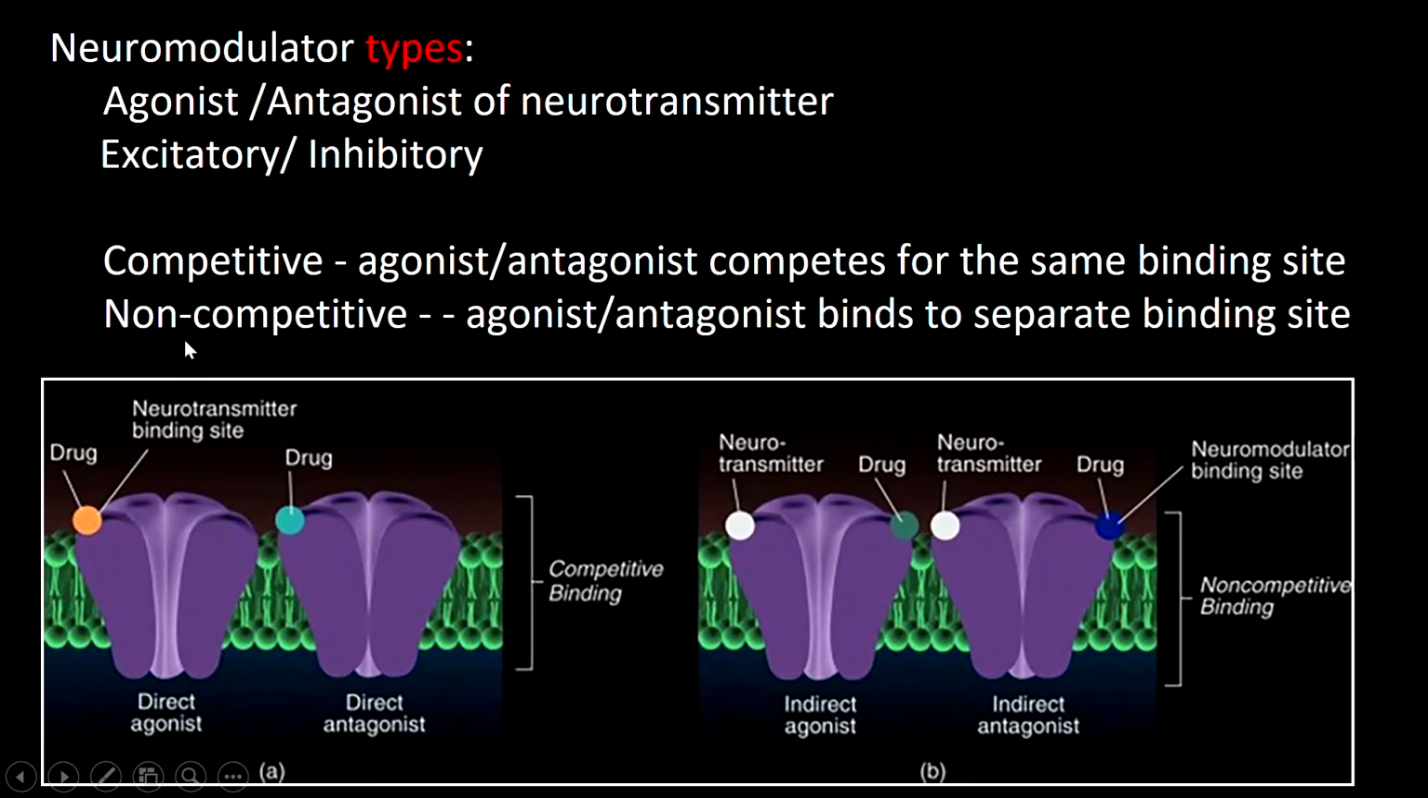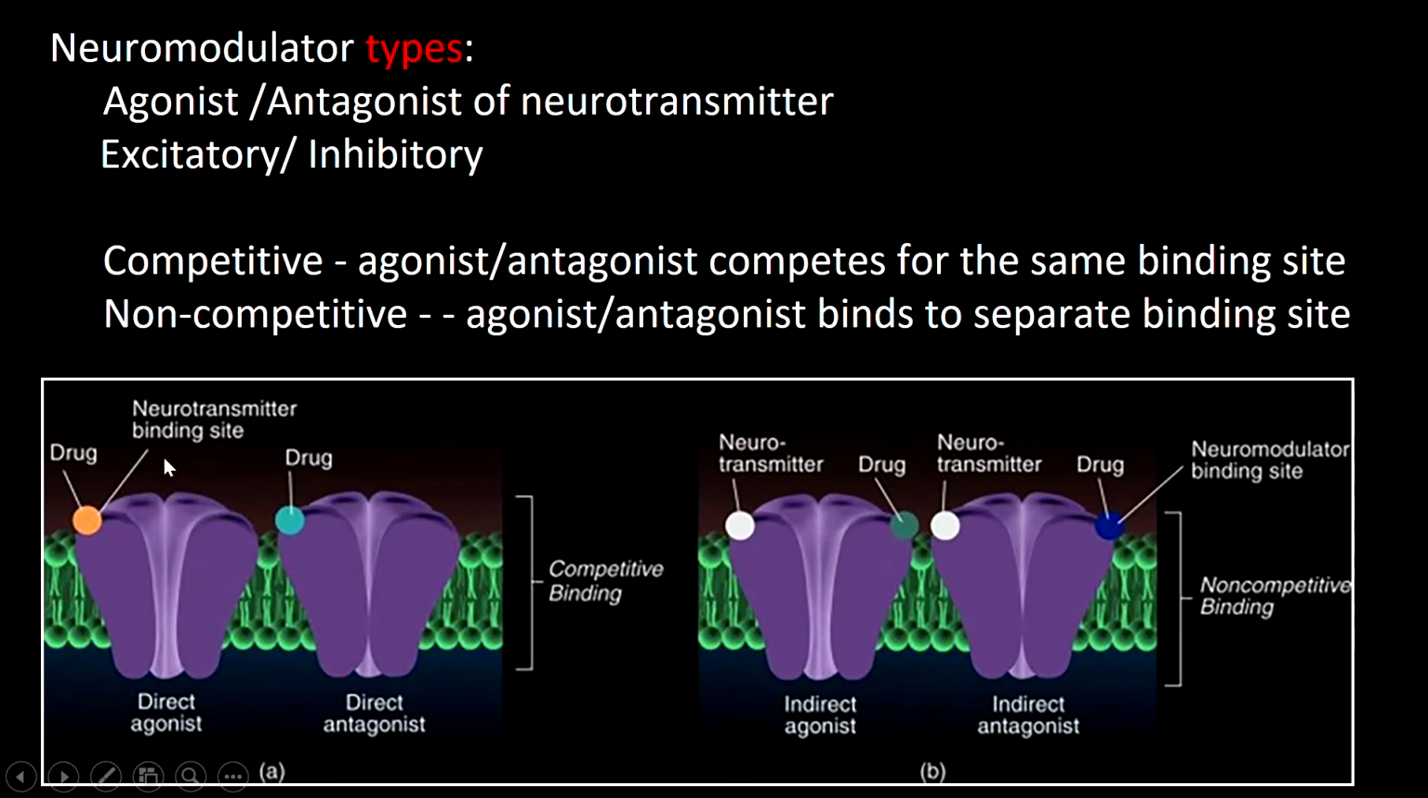And in the non-competitive case, they bind to different sites. So this is a non-competitive one. This is a neurotransmitter binding site, and this is the drug, the neuromodulator binding site. Okay, and both competitive and non-competitive neuromodulators can be either agonist or antagonist. It's not necessarily that competitive is always agonist or competitive is always antagonist. Okay, what other information can you get if I'm telling you a neuromodulator is competitive?